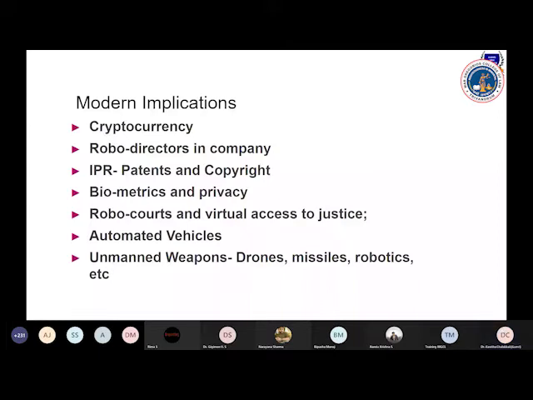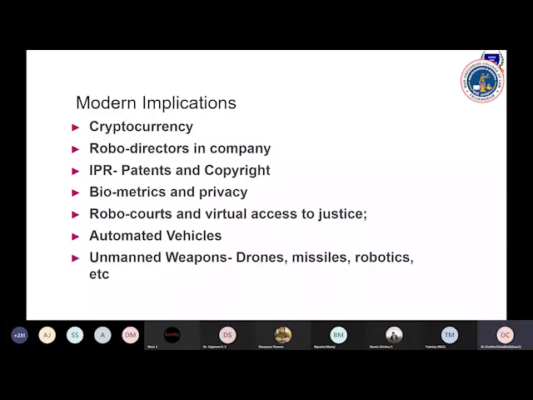The benefit is that the number of cases disposed of is quite fast. There are no delaying techniques, no postponing techniques. Most of the time, compoundable offenses are brought into the robo-courts, because there might not be much witness examination there, but the document examination happens, your views are heard, and the algorithm decides how to take a decision on that. So, robo-courts and virtual access to justice.